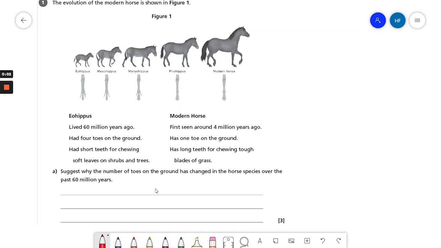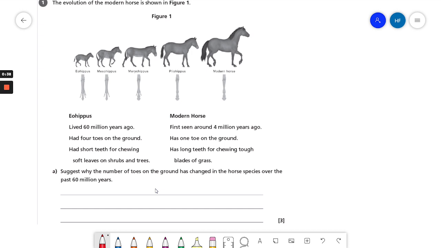Let's have a look at this exam style question on evolution and variation. The question says the evolution of the modern horse is shown in figure 1, and you've got a diagram there showing how the Eohippus evolves into the modern horse over millions of years, and you also have a list of characteristics of each of those. The question underneath says, suggest why the number of toes on the ground has changed in the horse species over the past 60 million years. And you've got 3 marks for that.